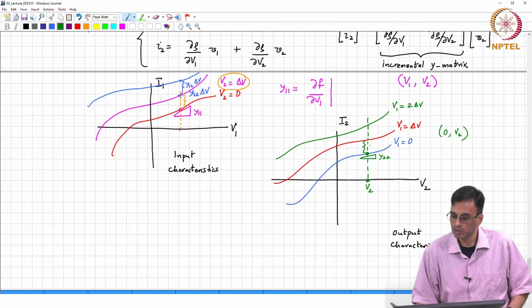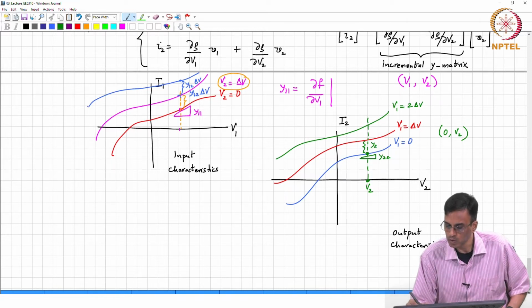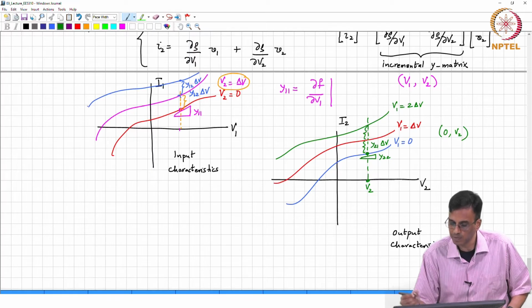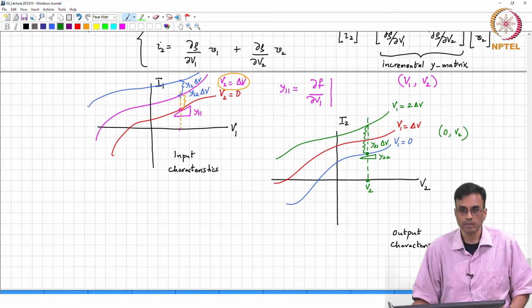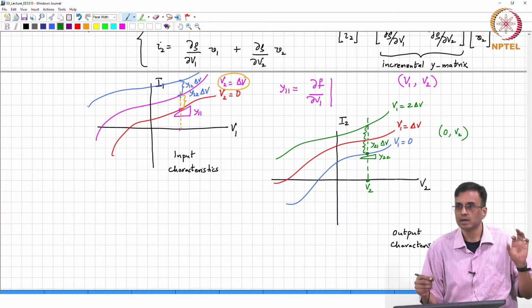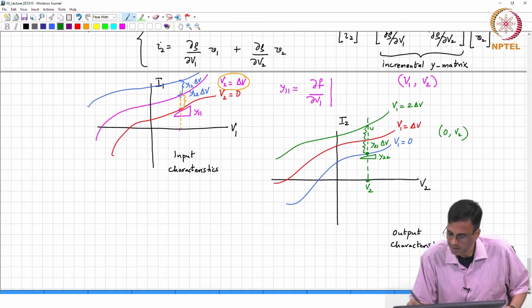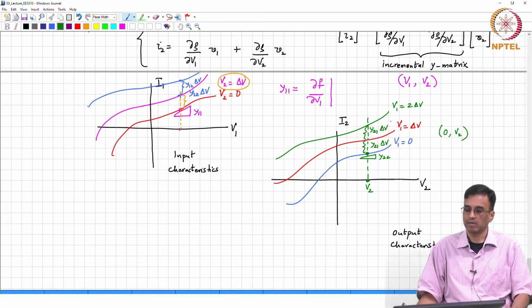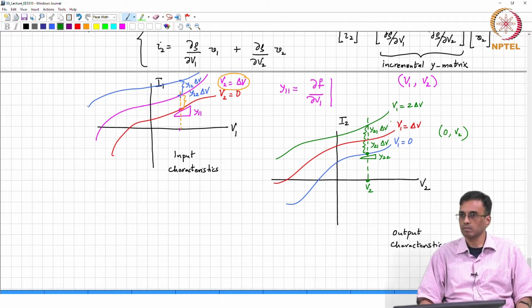Y21 into delta V, and because delta V appears to be a small signal, that spacing at that operating point will be exactly the same or very close to what it was before. So, that is also Y21 delta V. Is this clear, people?